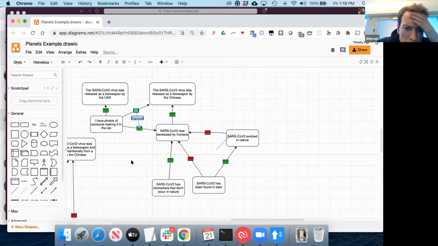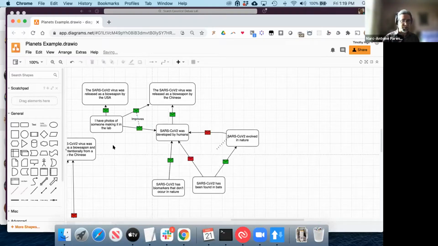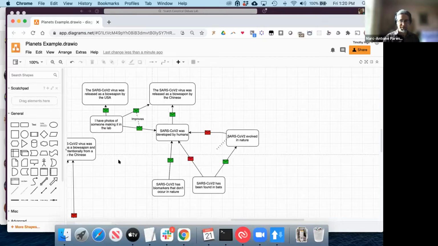Wait, no, I'm totally at a loss. You're saying that I have photos of someone, or the Chinese? What is this claim saying? Yeah, the problem is that "someone" is undefined. So we don't know I have a photo of someone, and I don't know who. I just have the photo, but I know they're making SARS, right? So we don't know whether this person is Chinese or not, or working for the Chinese or not, right?